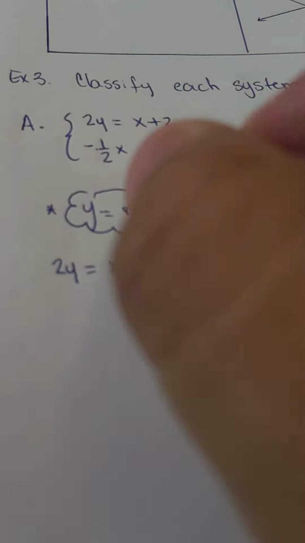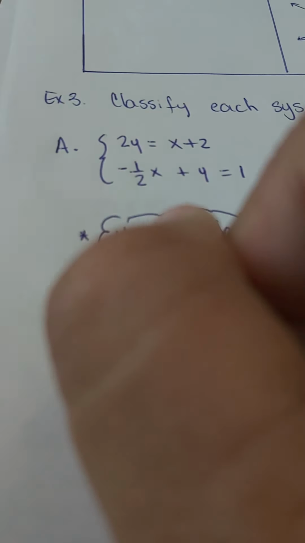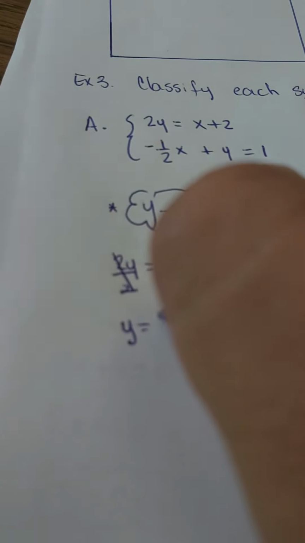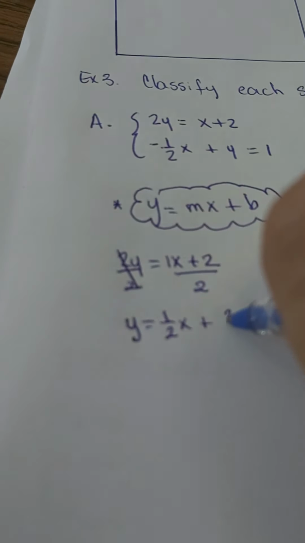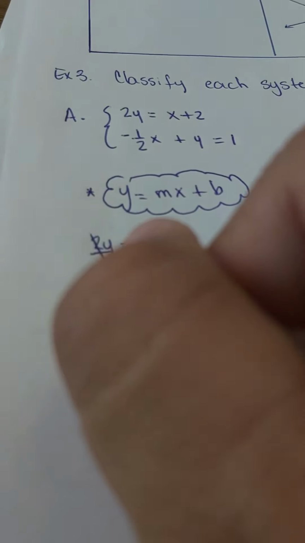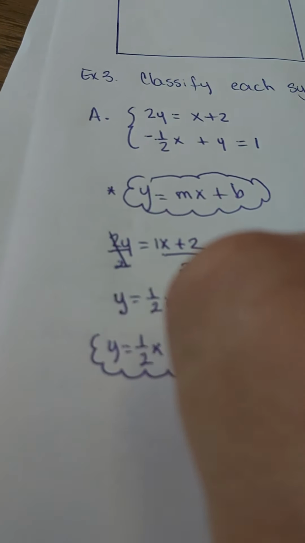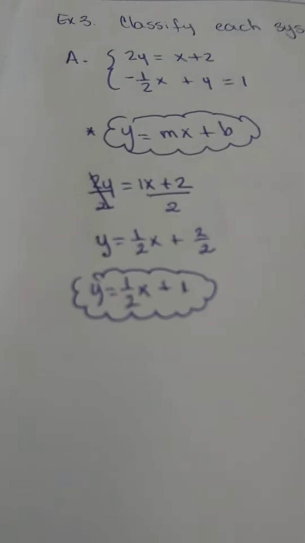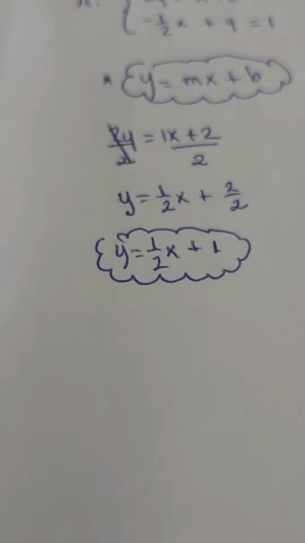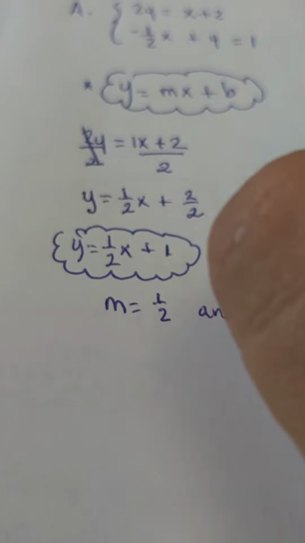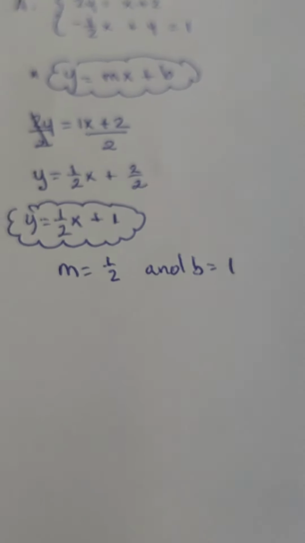Okay? So we want to leave y by itself. So we divide by 2 on both sides of the equation. So we get y equals, how many x's we have here? 1. 1 divided by 2, x plus 2 divided by 2. Now we simplify. y equals 1/2 x plus 1. We have it in slope-intercept form. So here we know that m, the slope, is 1/2, and b is 1, the y-intercept.